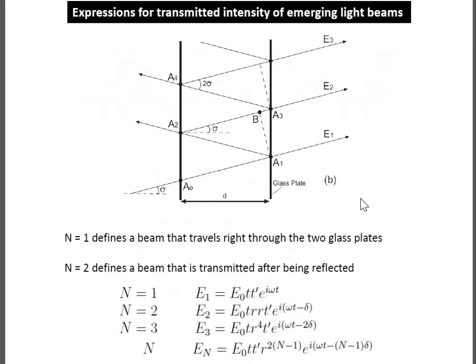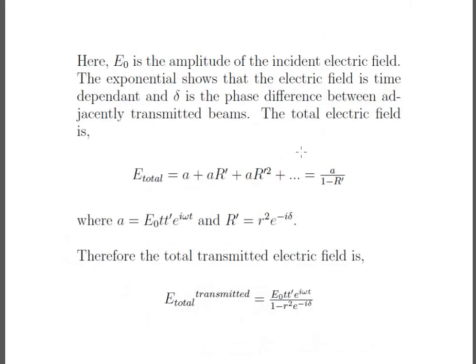So now what's the total electric field? Let's just add all of them together. That's the total electric field, E total. It is just a geometric progression series where A is this term and R prime is this term. So the total transmitted electric field we can write like this. This is the transmitted case.